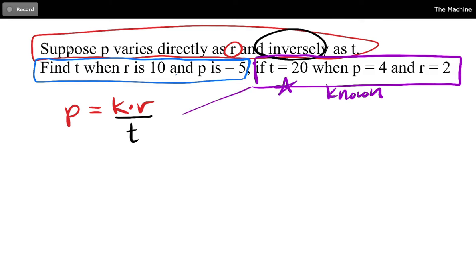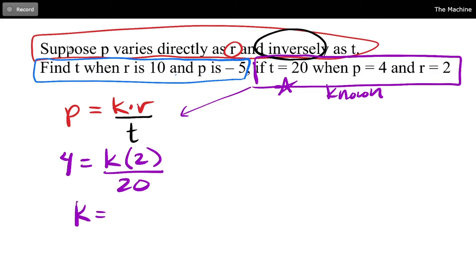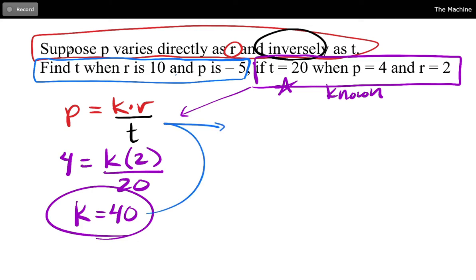So I'm going to take these values and plug them in because I have to find my constant. I have to find K. So what is P? Well, it tells me P is 4. So 4 then is equal to a constant K multiplied by an R value. What was the R value in that family? 2 divided by T. What was the T value? 20. And if I multiply by 20 and divide by 2, I get a K value of 40. Okay.